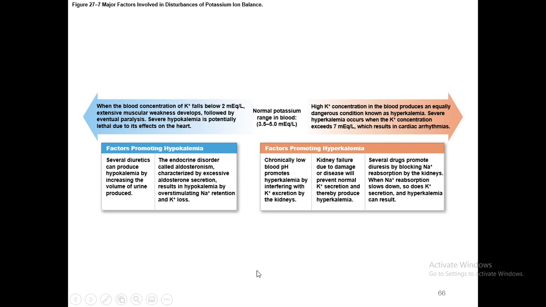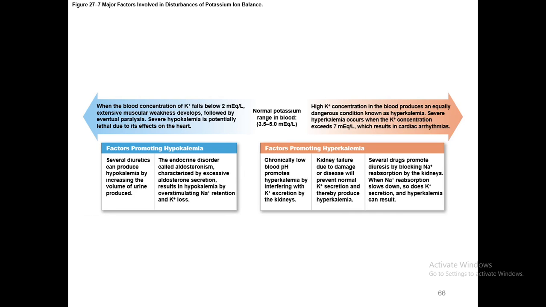So what are some factors that promote hypokalemia? So the potassium ions being low. Some diuretics can cause the potassium levels to decrease by increasing the volume of urine produced. So you do lose some potassium through the urine, and if it's an extreme diuretic that gets rid of potassium, then you could end up losing too much. An endocrine disorder called aldosteronism, excessive aldosterone secretion, that can also result in hypokalemia. And then also overstimulating sodium retention can cause potassium loss.